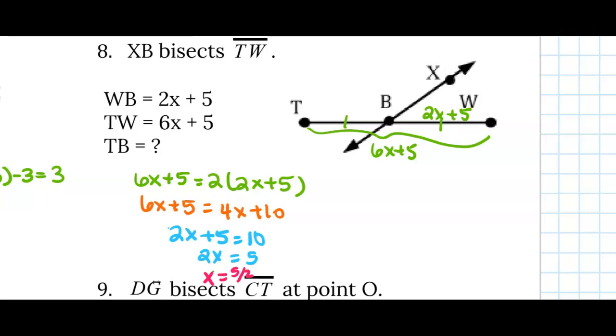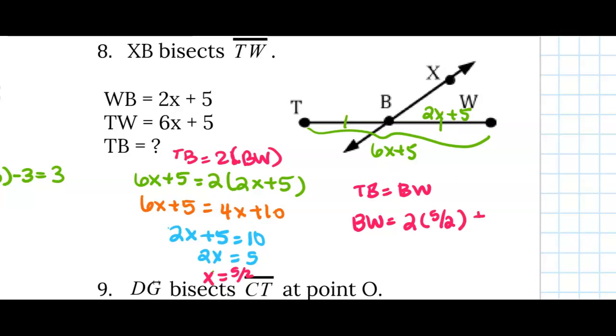I chose to use twice BW equals to TB. But you could have very easily done 2x plus 5 plus 2x plus 5 equals to 6x plus 5. So we get 5 halves for x. Remember that you then need to plug back in to find TB. So TB is equal to BW. So BW is equal to 2 times 5 over 2 plus 5, which will be equal to 10, because 2 times 5 halves is 5, plus 5 is 10. So TB has to be equal to 10.